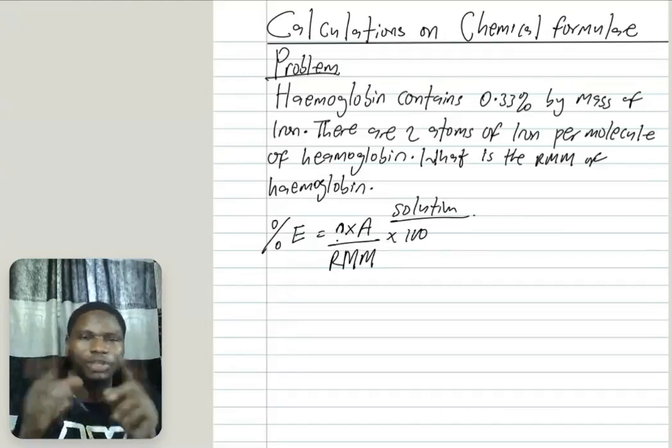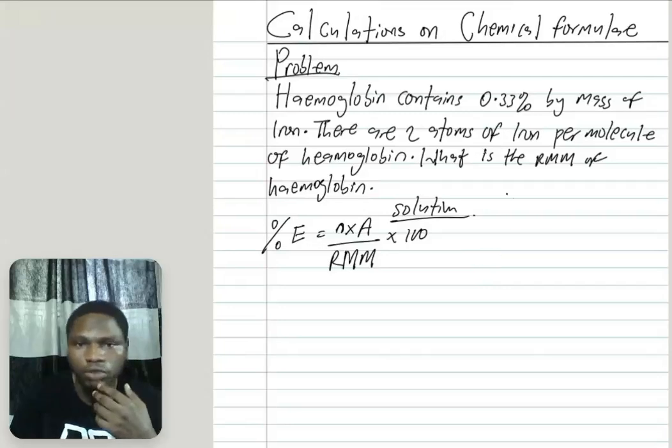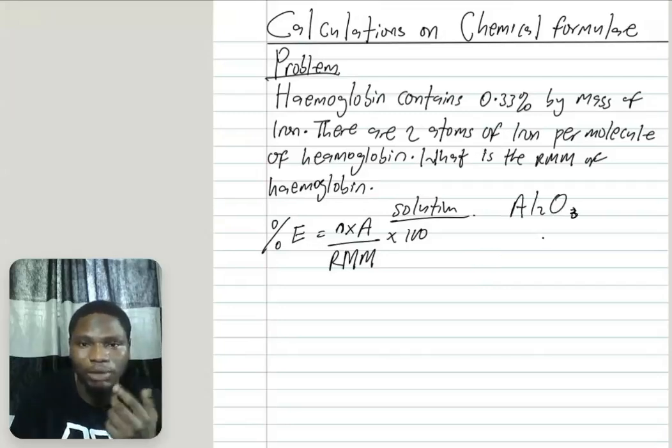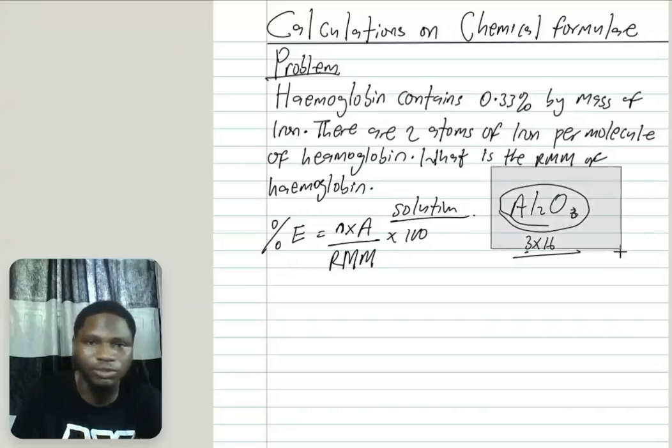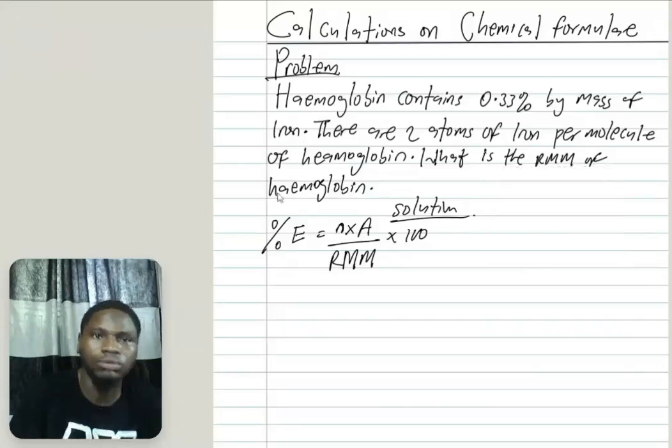Let's look at the number of atoms. For example, I have Al2O3. If I want to calculate the percentage of oxygen, remember I will say 3 times 16 over the total molecular mass of all these. So this 3 represents the number of atoms, and this 16 represents the atomic mass of oxygen. So this is just the formula to do that. Now, let us move on.